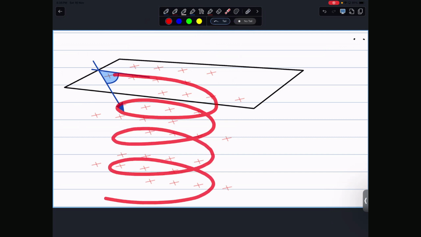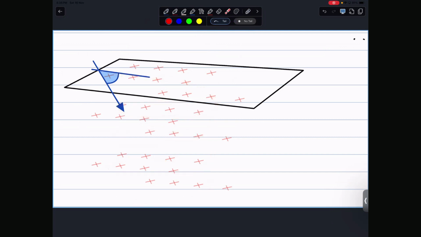It'll go in circles and it'll go which way at the same time? Downwards. Why is that so? There's a component going this way, right? If this is V and that is my theta, this is going to be V sine theta. And there's going to be a component here. What is that? V cos theta.